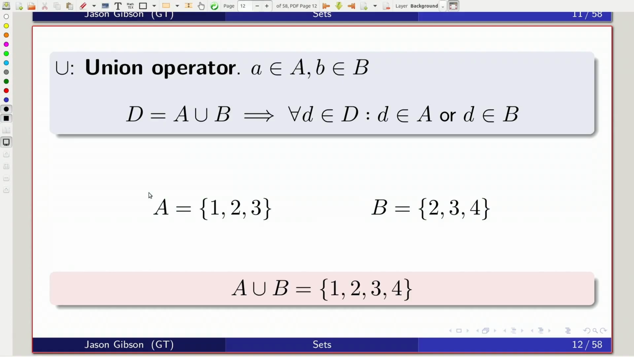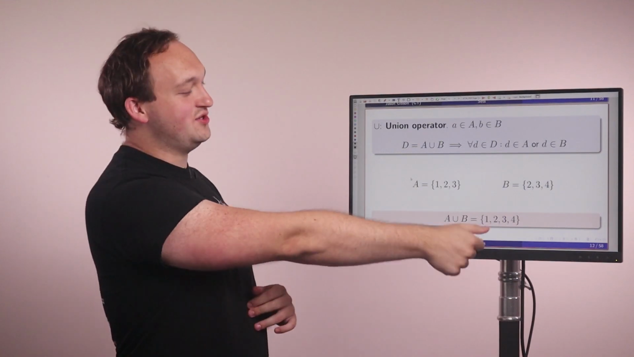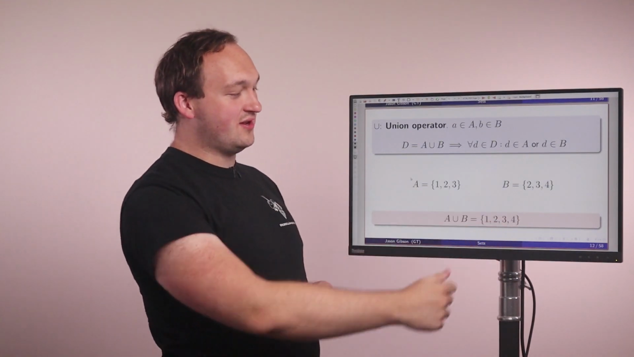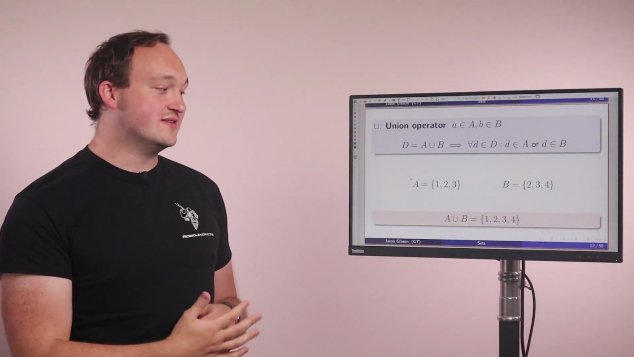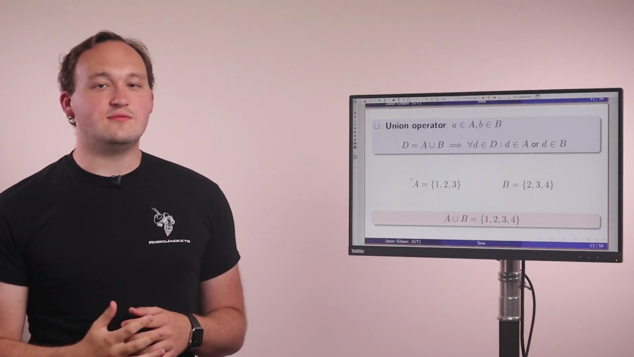So if we have A as 1, 2, 3, and B is 2, 3, 4, well, we end up with a set of 1, 2, 3, 4. Every element in A is in the union, and every element in B is in the union, and there's no duplicates. So if something is in both A and B, you don't include it twice in the set. Every element in the set must be unique.